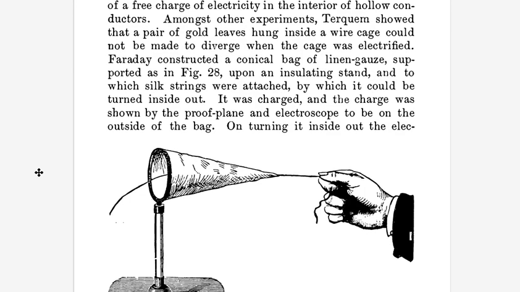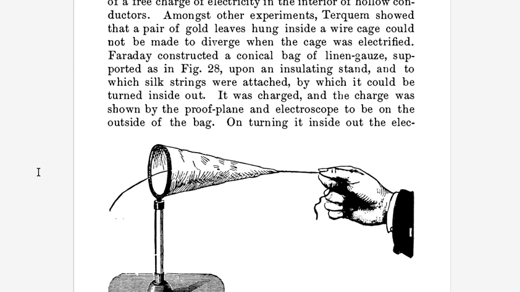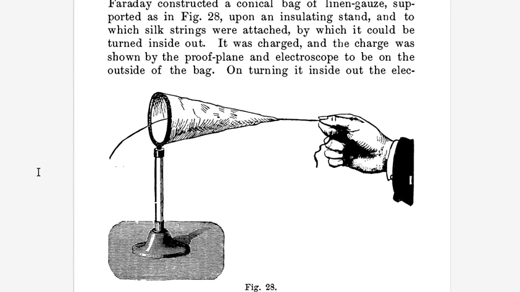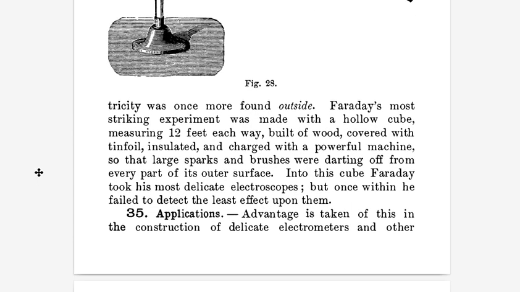Amongst other experiments, Turquem showed that a pair of gold leaves hung inside a wire cage could not be made to diverge when the cage was electrified. Faraday constructed a conical bag of linen gauze, supported as in figure 28, upon an insulating stand, and to which silk strings were attached, by which it could be turned inside out. It was charged, and the charge was shown by the proof plane and electroscope to be on the outside of the bag. On turning it inside out, the electricity was once more found outside.